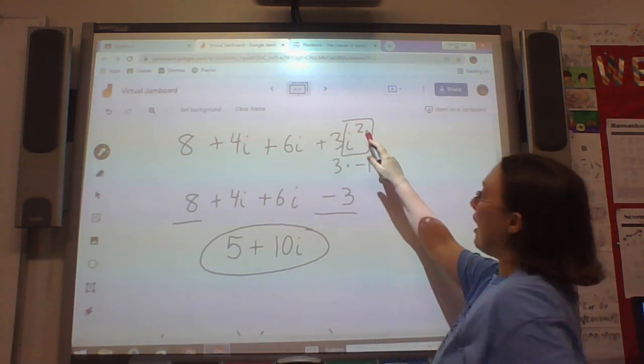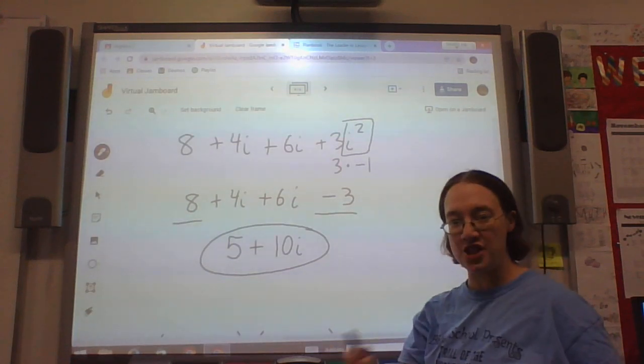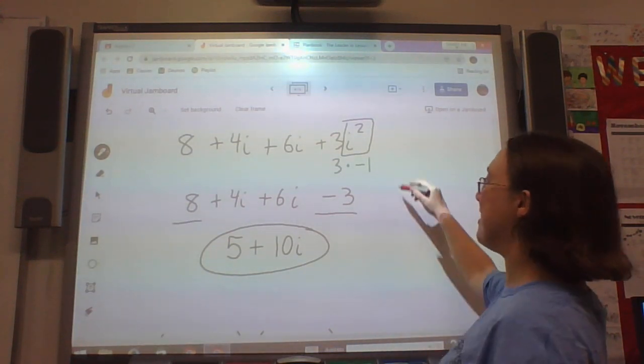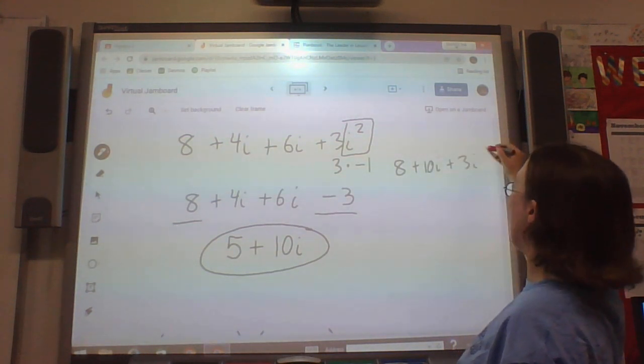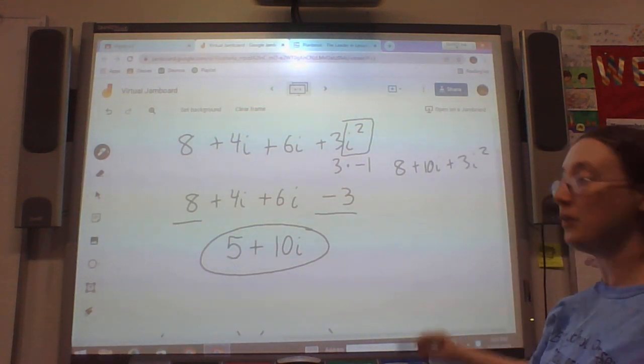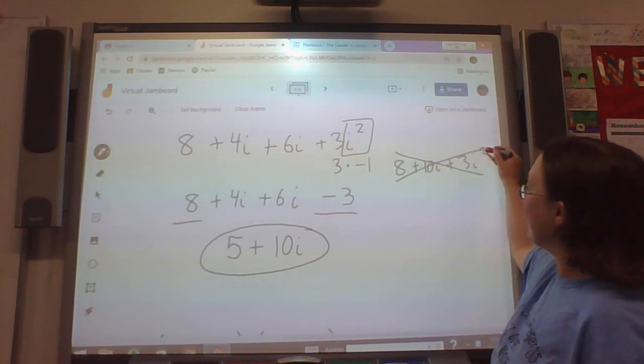And really the big thing there is remembering that that's a thing we need to do with it. So if we end up with an i squared, we need to turn that into a negative 1. So we can't just leave that as an 8 plus a 10i plus a 3i squared like we would do if it was some other variable. You don't want to do this.